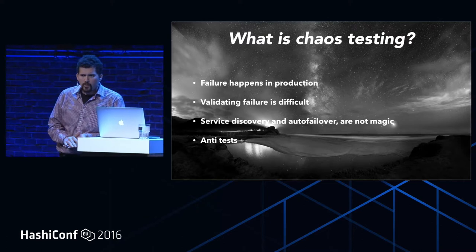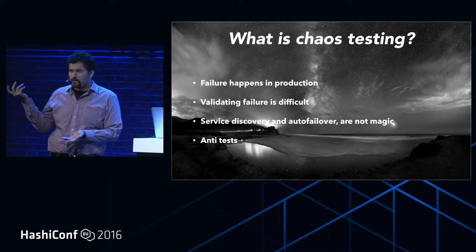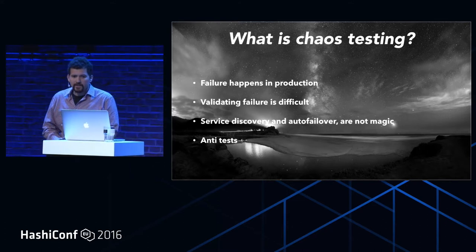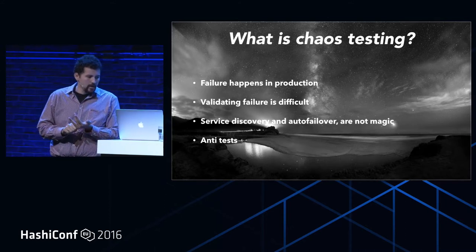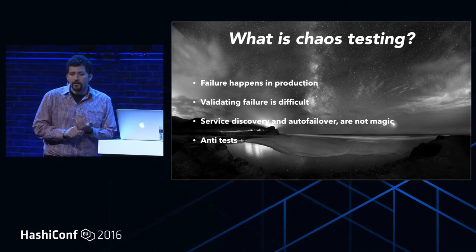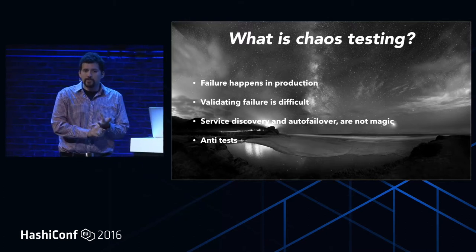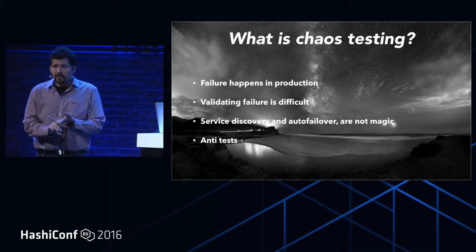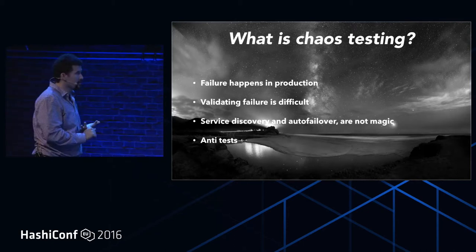And who here knows about chaos testing or is actively doing some? Oh, great, the majority of the audience. So just really quick, chaos testing is basically something Netflix invented. Basically, it's testing failure conditions in your production environment, running integration tests, and actively destroying things in your production environment, making sure that your service discovery and your failovers are actually working in your production environment.